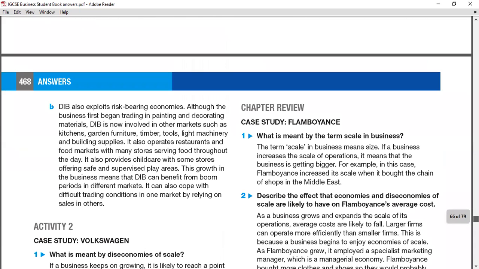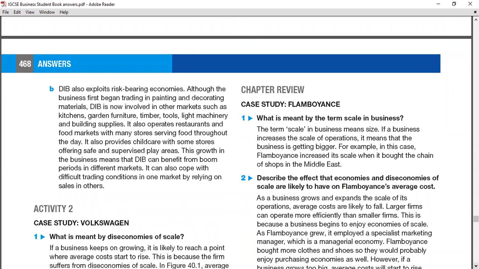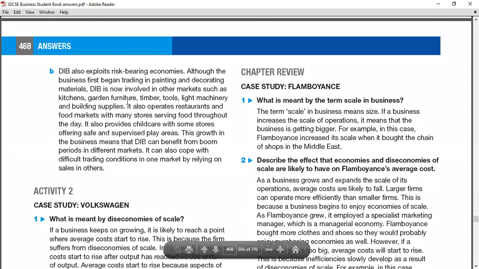And also, the diversification benefit, you can see the risk-bearing economies of scale. DIB also exploits the risk-bearing economies of scale. Although the business first began trading in painting and decorating material, DIB is now involved in other markets such as kitchens, garden furniture, timber, tools, lighting, machinery, and building supplies, right? It also operates restaurants and food markets, with many stores serving food throughout the day. It also provides childcare with some stores offering safe and supervised play areas.